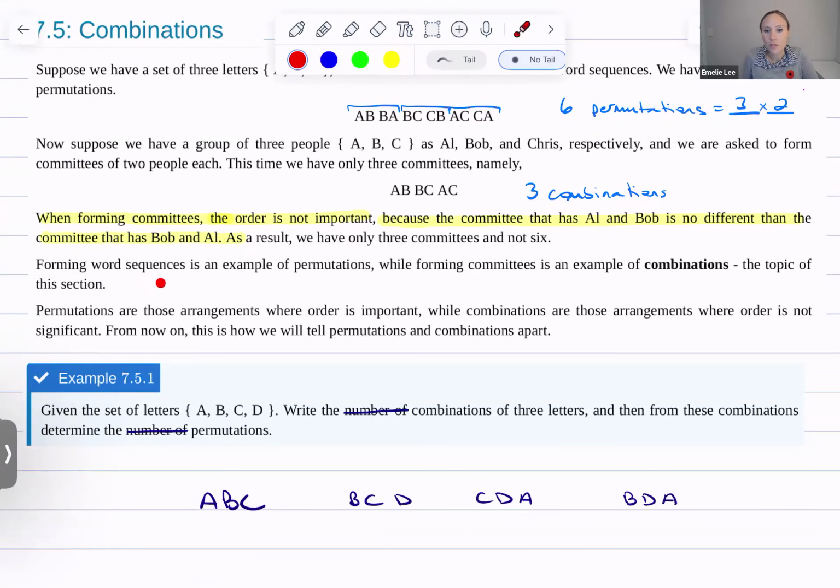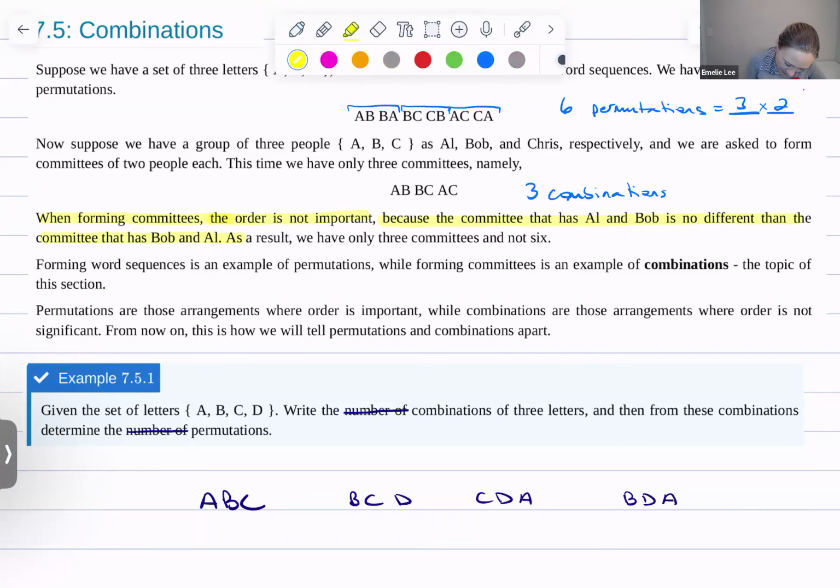When we're talking about word sequences where the order of the letters matters, then we're talking about permutations. Whereas if we're forming committees or groups, then we're talking combinations. And so that's what we're introducing today, kind of this new idea. Now, permutations are arrangements where order is important. And I want to highlight this one.